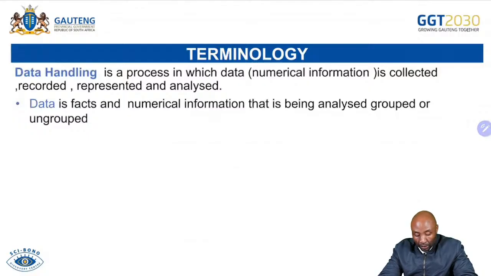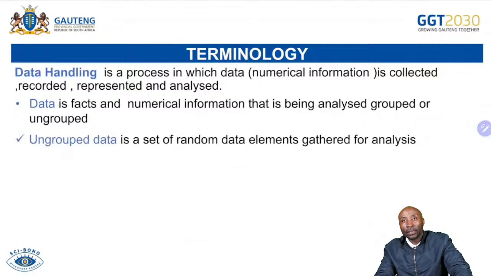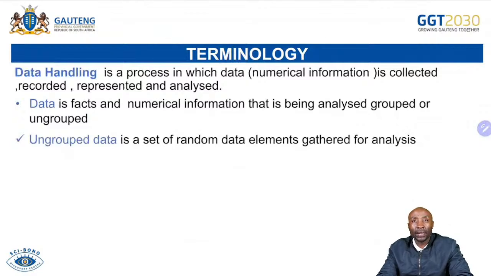It can be grouped or ungrouped. For ungrouped data, this is a set of random data elements gathered for analysis. These can be, for example, our shoe sizes, our heights in a class of 35, 40 learners. We are able to analyze that kind of information practically to find out what is the most common shoe size, or are we left-handed or right-handed, how many are left-handed, how many are right-handed, so that we are able to see the kind of data that we are working with.